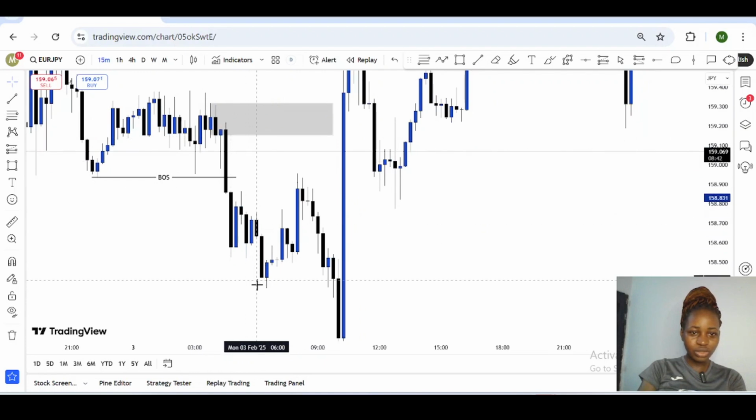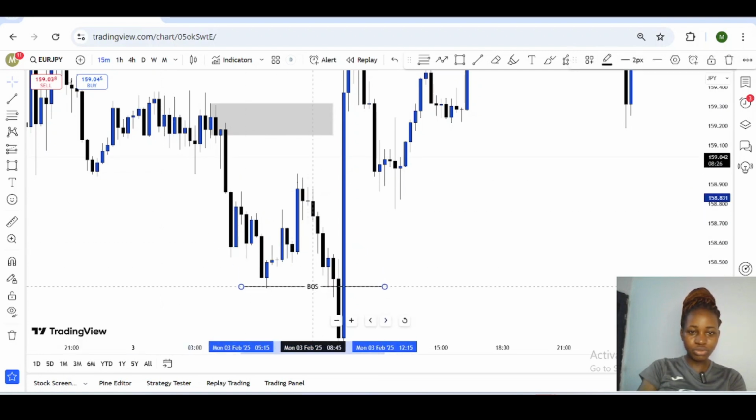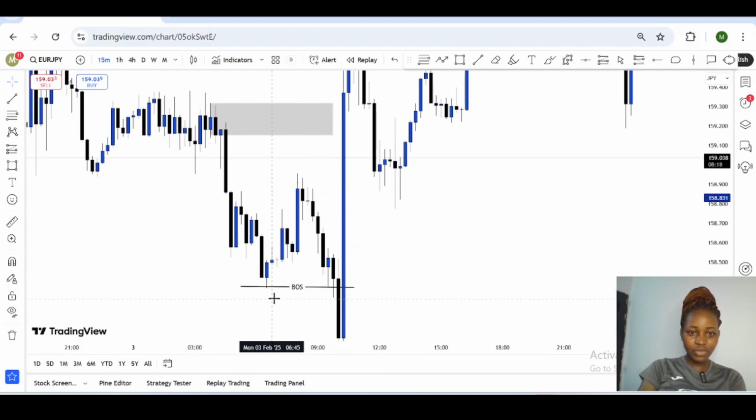We have this swing to the downside, then we have another break of structure here. After price traded down to this point, we have another swing to the upside, giving us a new break of structure. And where is the origin of this swing that gave us a break of structure? This last bullish candle here is the origin, which is also like an order block.